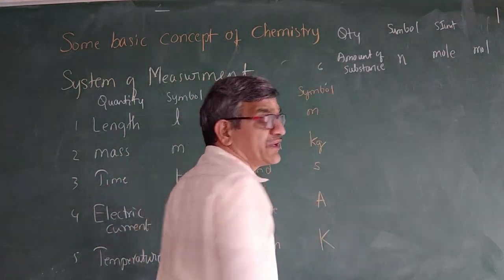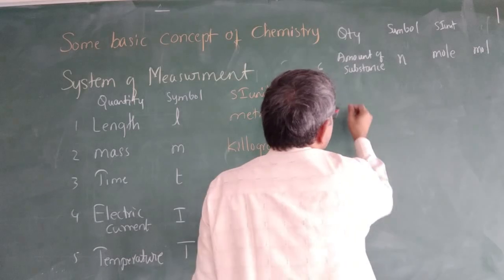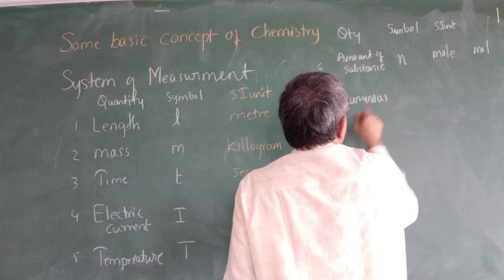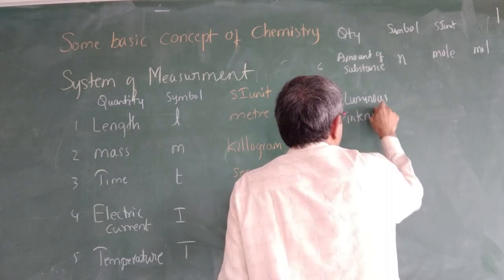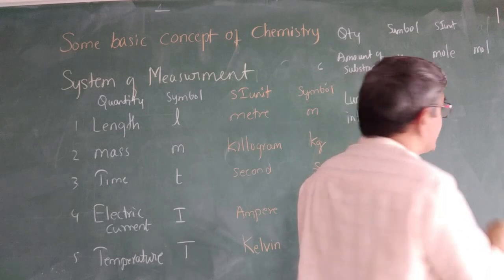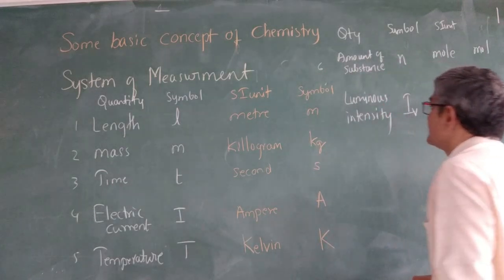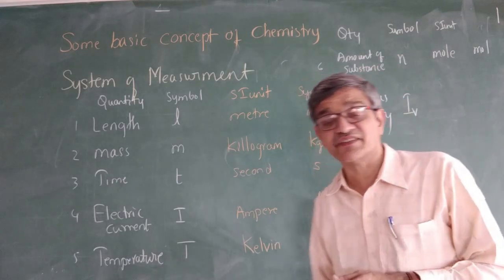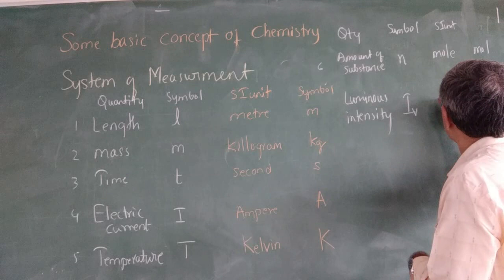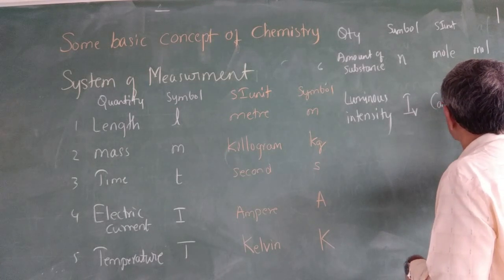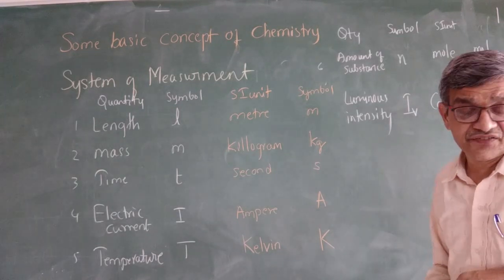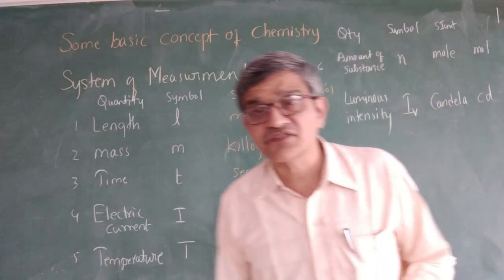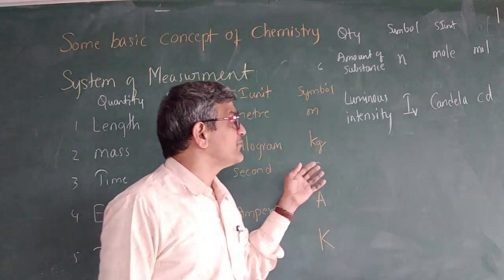One more, the last one, is luminous intensity. Luminous intensity, symbol IV. Luminous intensity tells how much brightness the light has. The SI unit is the candela, and the symbol is cd. Candle is derived from this word. That is the candela. Okay.